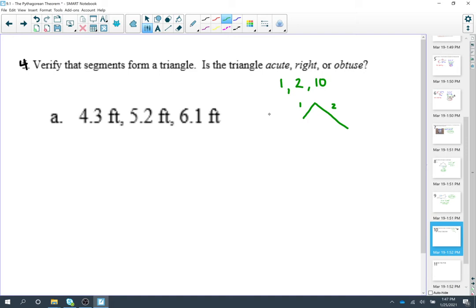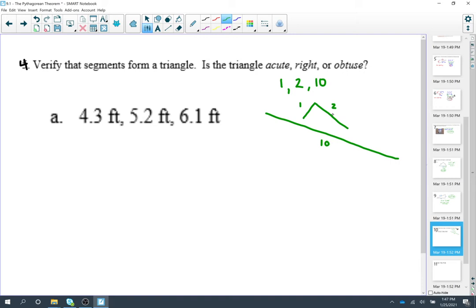Well, 10's a whole lot longer. 10 is maybe like that long. So how am I going to get a side length of 1 plus a side length of 2? If I put those together, that just gives me a side length of 3, and somehow I have to connect it to make a triangle to something that is 10 long. This is not possible.